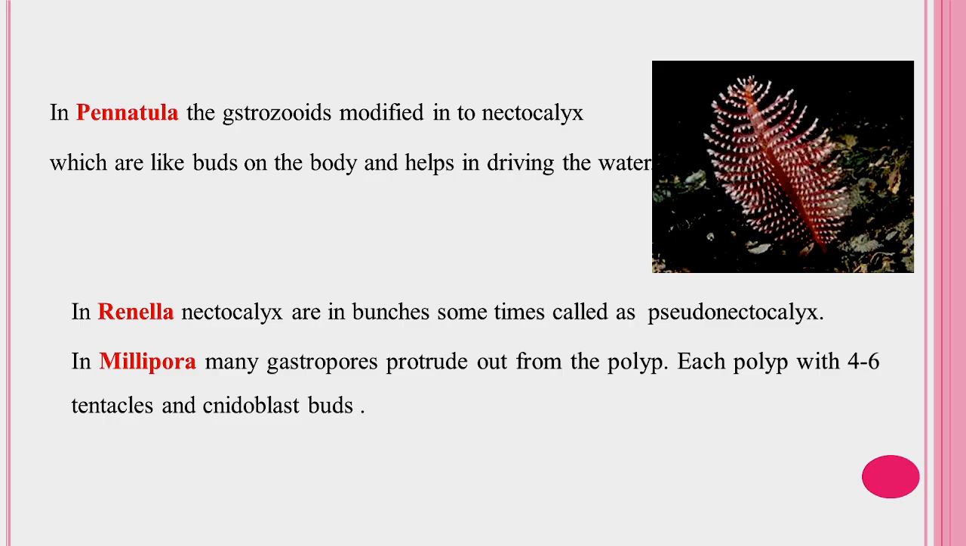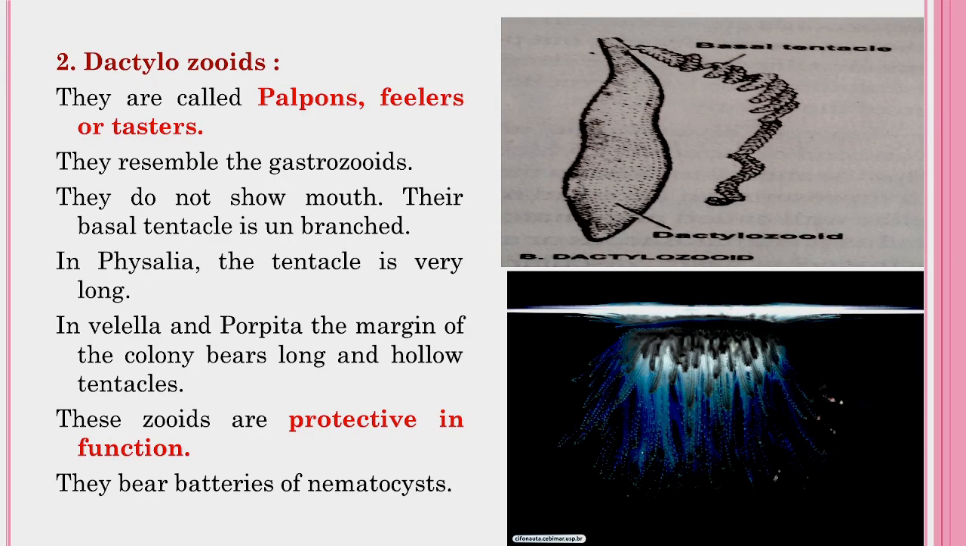The second one is dactylozooids. These are also called palpons or peelers and tasters. Depending upon the individuals, the names also vary. They are very similar to the gastrozooids, but they don't have any mouth, and their basal tentacle is also present, but it is an unbranched tentacle.